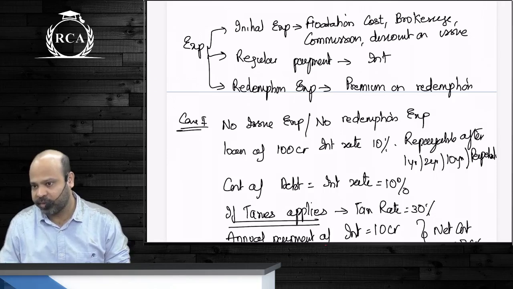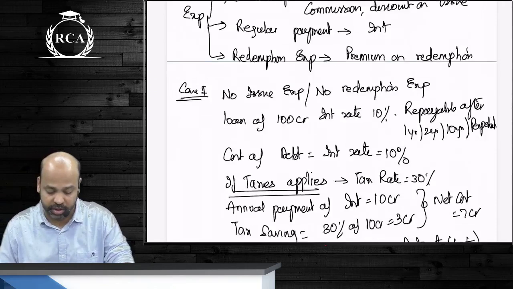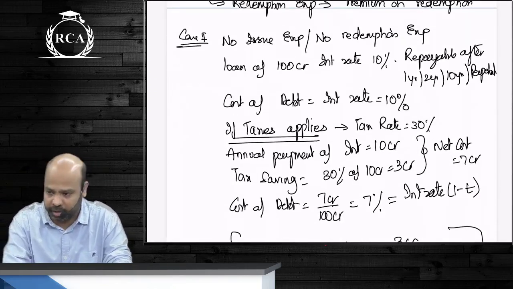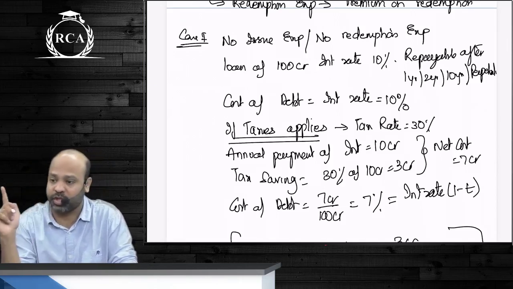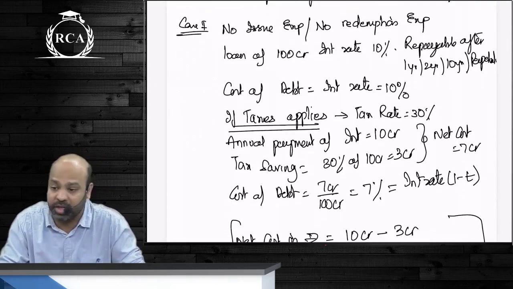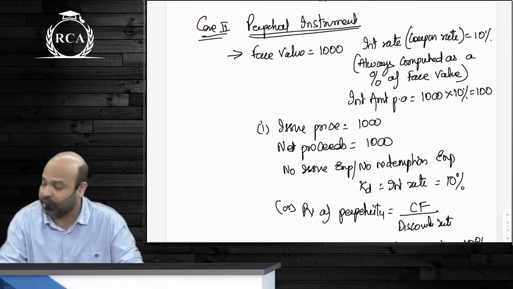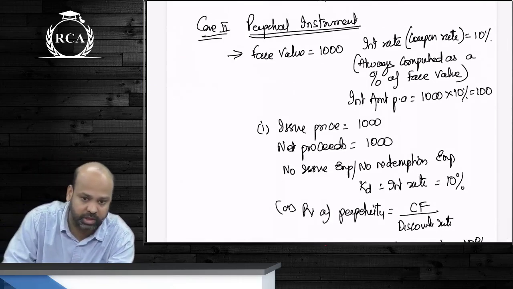But if there is expenditure that you are incurring at the time of issue or at the time of redemption, guys, then cost of debt will not be equal to your interest rate net of taxes. So that was the very first case that we did in the class. I told you if there's no issue expenditure or redemption expenditure, cost of debt is equal to your interest rate into 1 minus tax rate. After that I moved on to the case wherein there is issue expenditure or redemption expenditure.